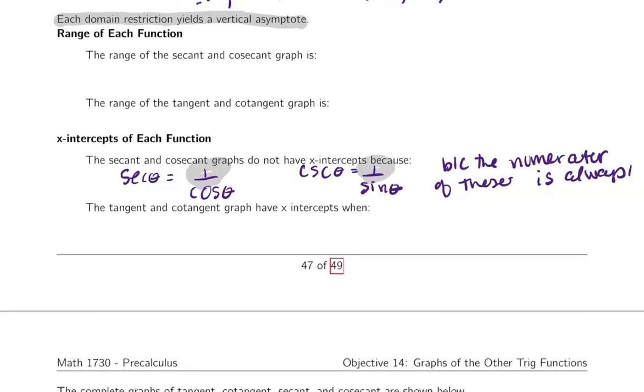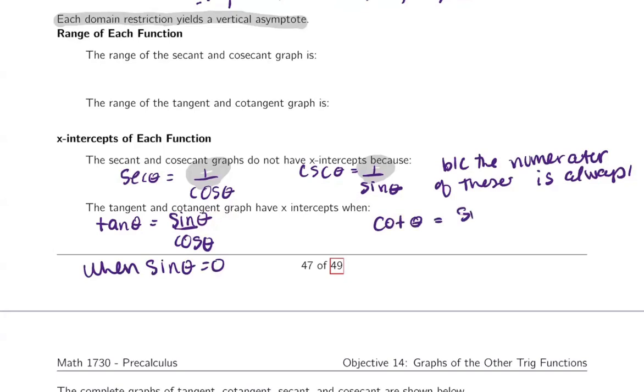Tangent and cotangent. Tangent theta, and I always go back to the definitions here, is sine theta over cosine theta. So tangent theta is going to have an x-intercept whenever my numerator is equal to 0, so whenever sine theta is 0, which we've already talked about earlier on the page, right? That's pi, 2 pi, negative pi, and so on. And for cotangent theta, it's cosine over sine.